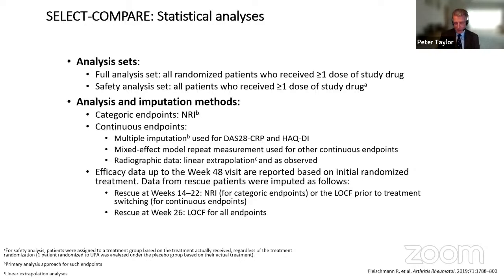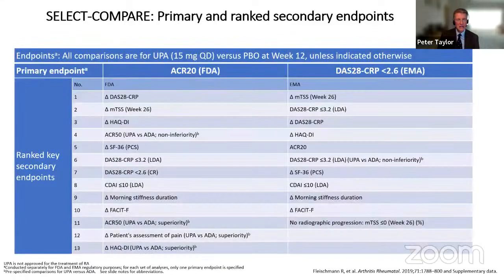So the issue is you need a predetermined analysis plan, and then you have to stick to that when you have your data. And here's an example of the analysis plan. Now, the regulators in America and in Europe have different ideas. So on the left, you can see the FDA American idea of the importance in hierarchy. And on the right, we have the European idea.